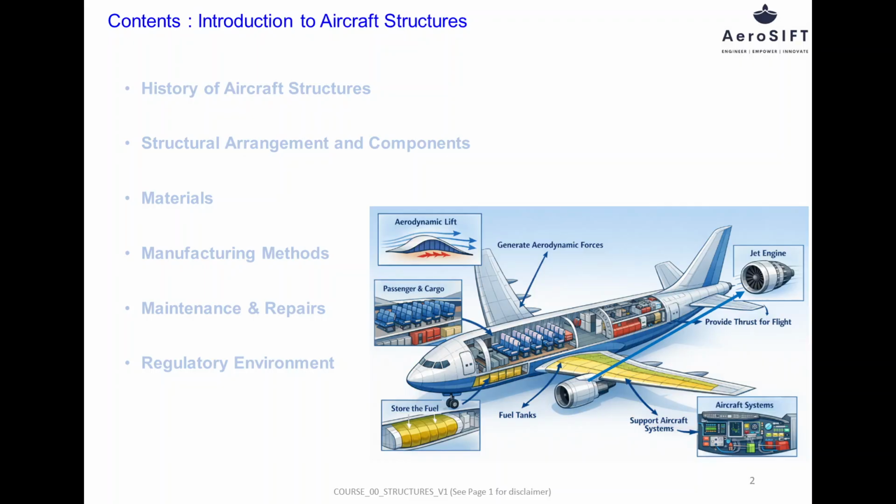The course is structured using the 6 topics listed here. It introduces the basic principles of structural layout, materials, manufacturing methods, maintenance, repairs, and regulatory considerations, using real-world aviation examples rather than heavy theory, while aligned with established industry practices and regulatory frameworks such as EASA and FAA. The course is aimed at beginners and provides a strong foundation for further study or entry into aviation-related technical roles.